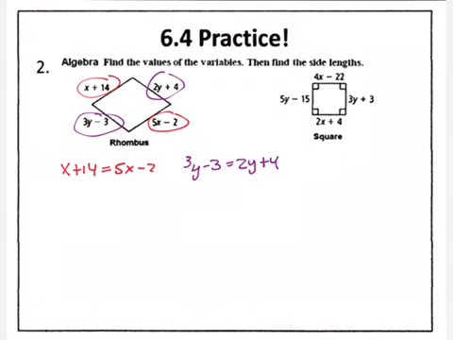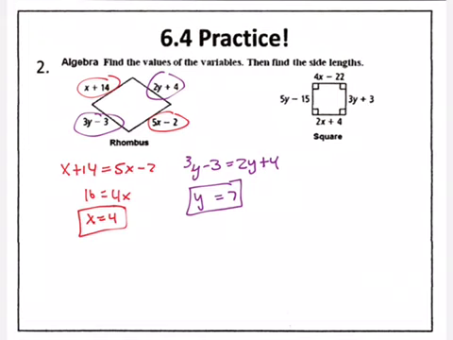So for x, we'd subtract the x over, we'd add the 2, then we divide by 4, so x in this case equals 4. For y, we're going to subtract 2y over, add the 3, so y equals 7. With that, we can now figure out the side lengths of our rhombus. And we should get that every side has a length of 18.